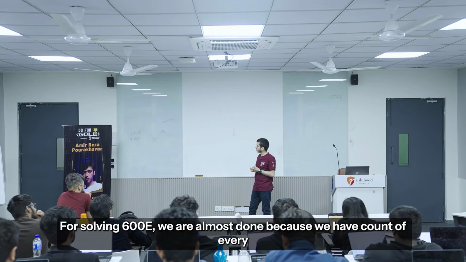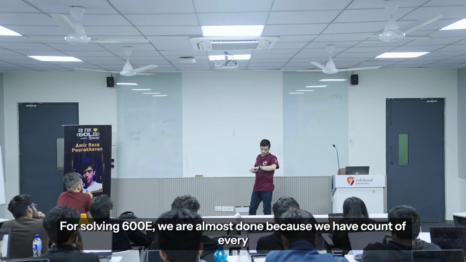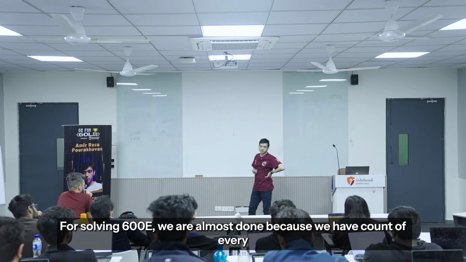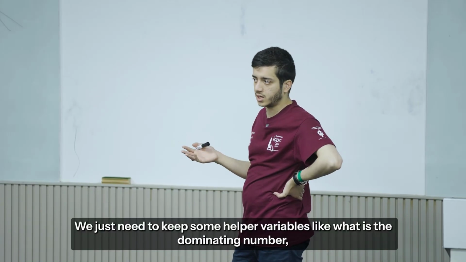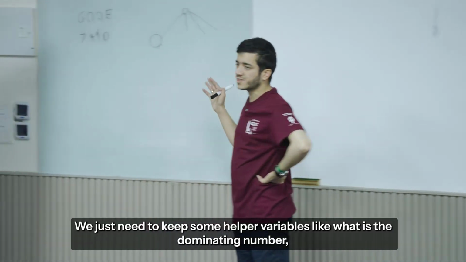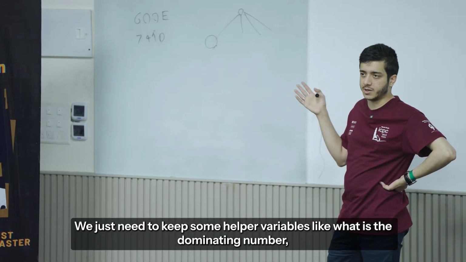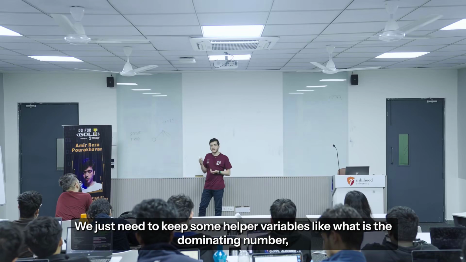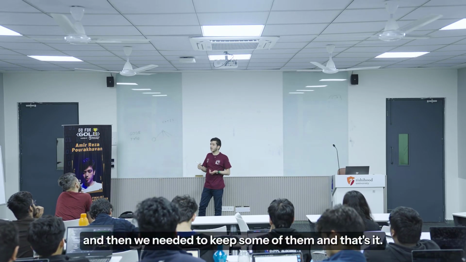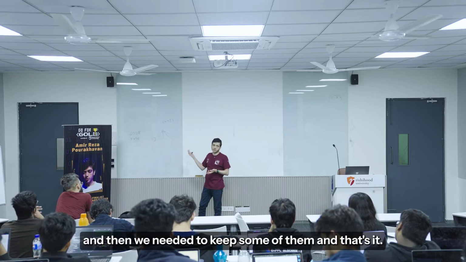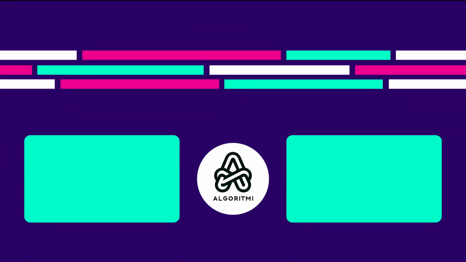For solving 600E, we are almost done because we have the count of every single element, every single color. We just need to keep some helper variables, like what is the dominating number, so the maximum element in the array, and then we need to keep the sum of them, and that's it.